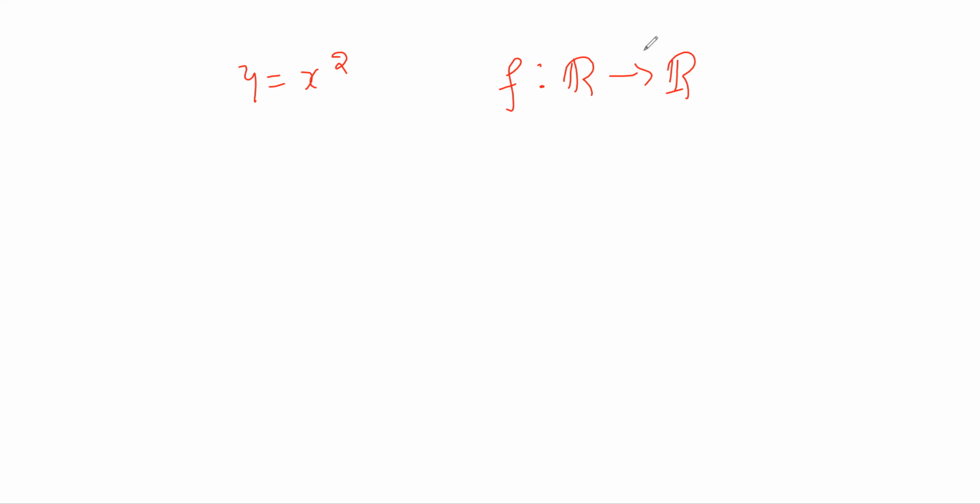Now I'll consider one more function, f of z equals z squared plus 3z plus 2, where z is nothing but a complex number. So here, what will be the domain and codomain? What will be the domain and codomain?